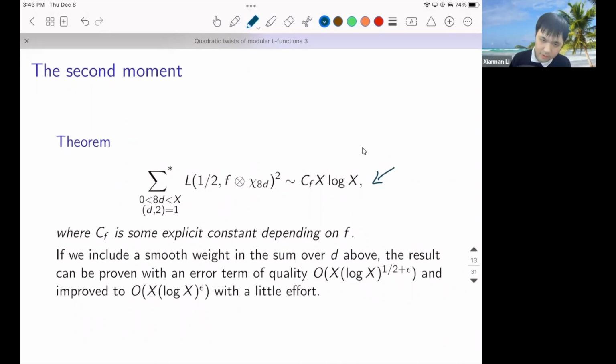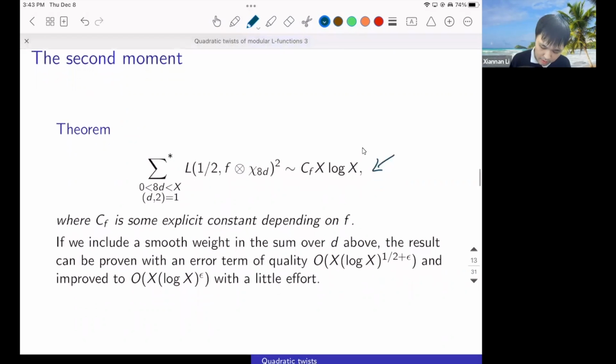The constant can be written down more explicitly. It's going to involve the value of the symmetric square L function at 1, and then some absolutely convergent Euler product. If we include a smooth weight in this sum, then the result can be proven with an error term of x times log x to the 1/2 plus epsilon, and then it can be improved to x times log x to the epsilon with a bit of effort.